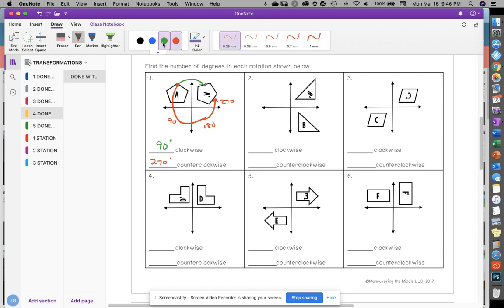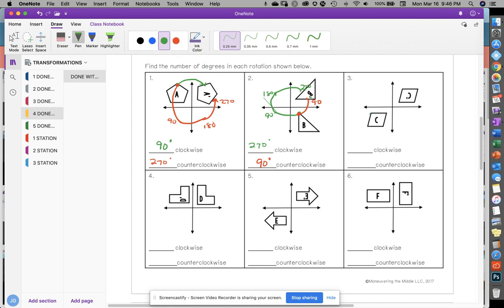All right, let's look at number 2. I'm starting here because this is my pre-image, and that's my image. Let's do clockwise first. If I go clockwise, I'm going to go to the right. So this is 90, this is 180, and now I'm at 270. So I went 270 degrees clockwise. What did I do counterclockwise? If I started here, counterclockwise goes to the left. I only went up one quadrant, which means I only went 90 degrees counterclockwise.